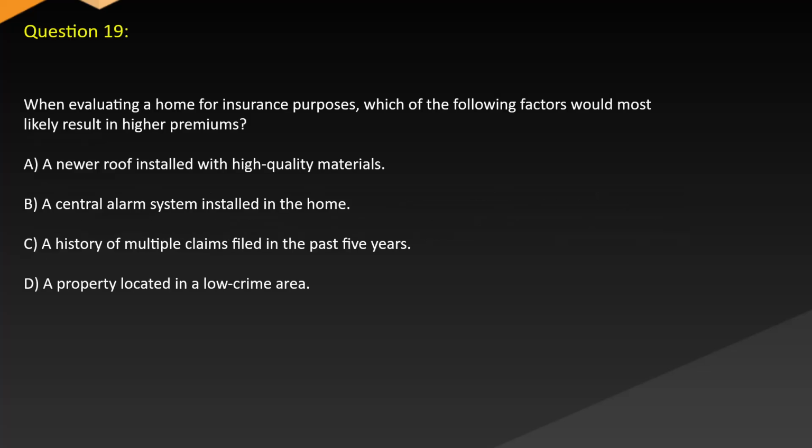Question 19. When evaluating a home for insurance purposes, which of the following factors would most likely result in higher premiums? A. A newer roof installed with high-quality materials. B. A central alarm system installed in the home. C. A history of multiple claims filed in the past 5 years. D. A property located in a low-crime area.